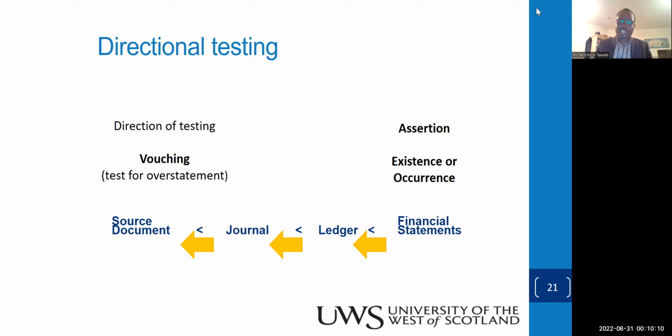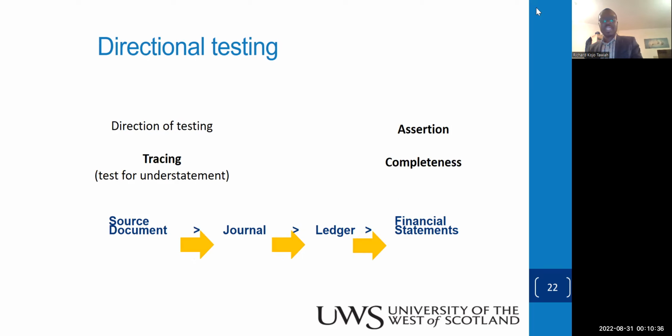So the assertions we are checking at the financial statement is that, does it exist? Did it occur? Okay. So we trace it from the financial statement to the ledger, to the journal, to the source documentation. In that case, at the source documentation, we'll vouch, we'll test whether we've overstated or it was understated, okay? Usually under purchasing and sales, it could be overstated, okay?